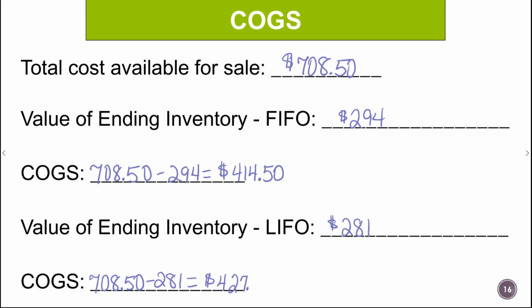So it's a simple calculation, but you have to understand what it means. So when you see cost of goods sold, or COGS, then you have to say, oh, here's how I find that. And that's usually what gets tricky about any of the things we do in business math.